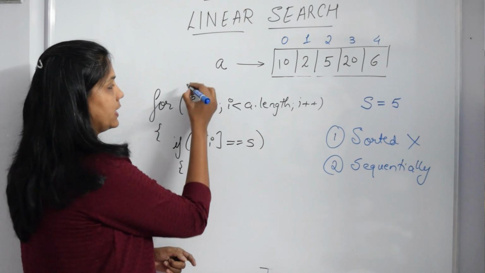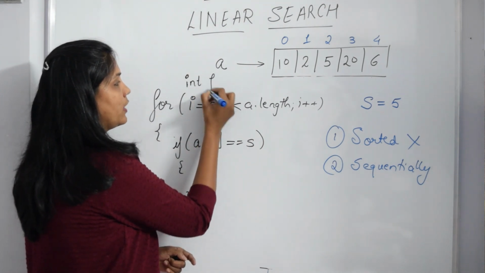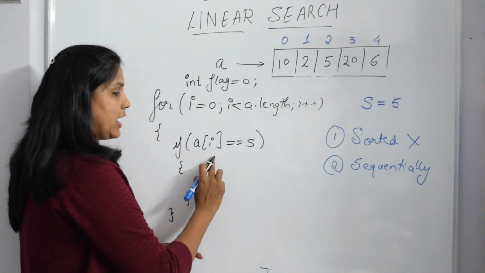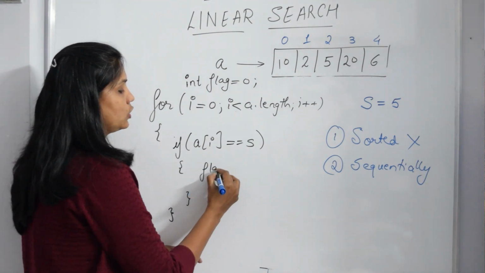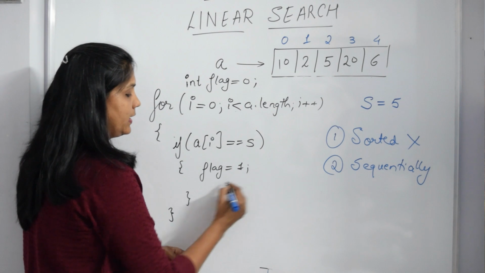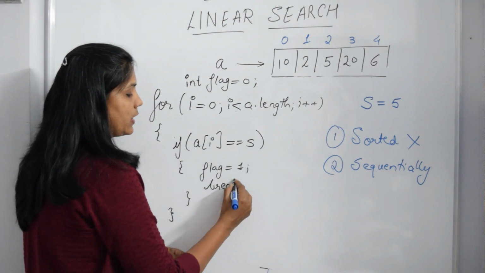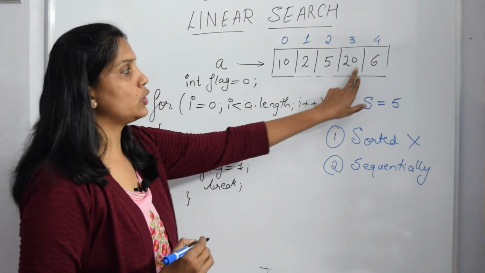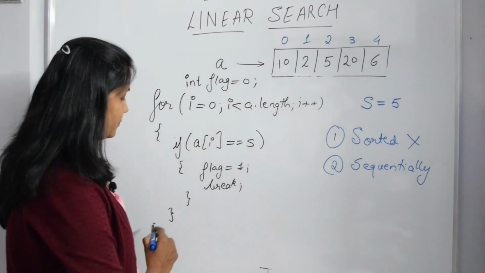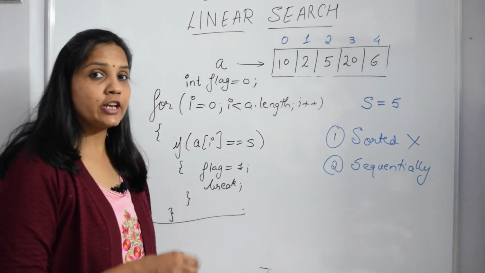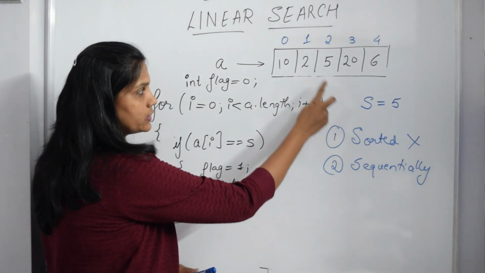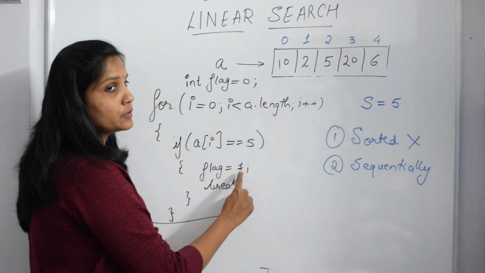Now if I found the element, I'm going to keep a variable flag, which will be initialized to 0. If I found the element, I'm going to change the value of flag to 1 and then exit the loop, because if I found the element, I don't want to continue iteration. Definitely after this, we'll check the value of flag. If the value to be searched is in the array, my flag becomes 1.